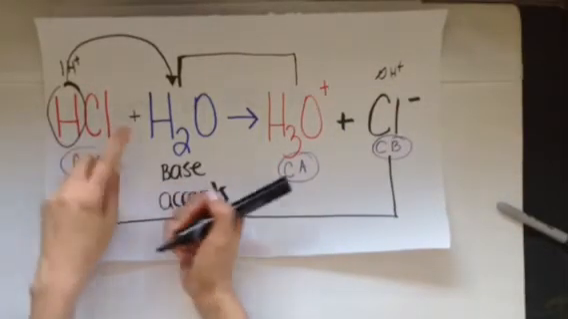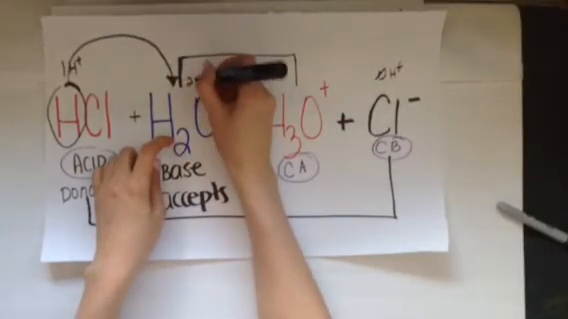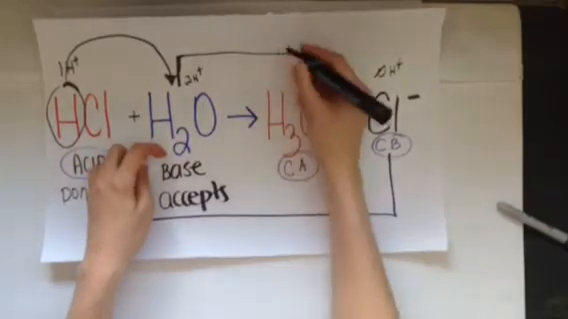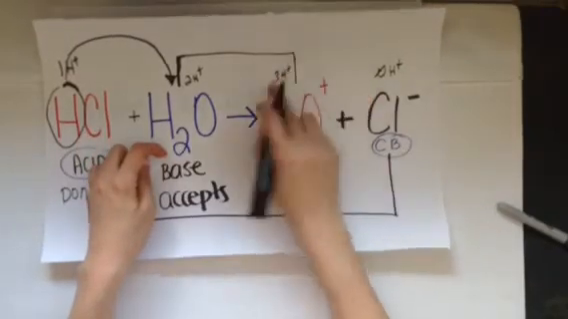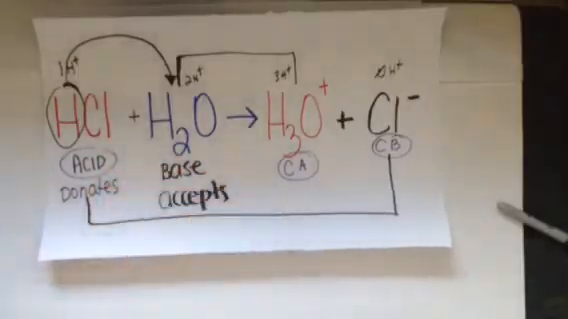That's a pair. Let's see if this is a pair. I have 2 H+ here. Here's the 2. And I have 3 H+ here. The difference between 3 and 2 is 1. All conjugate pairs differ by 1 proton. So let's take a look at some others.